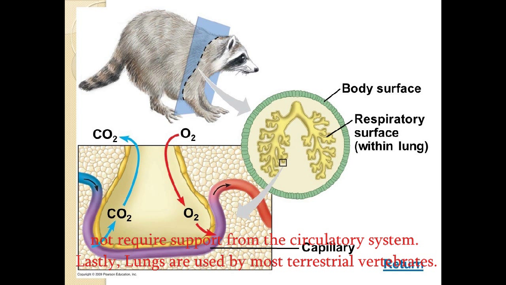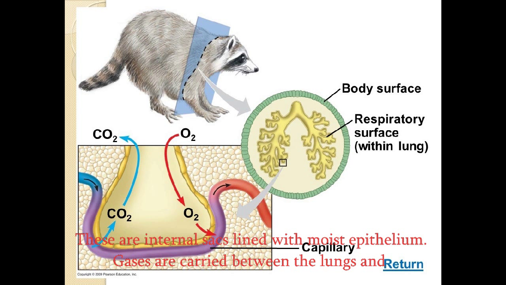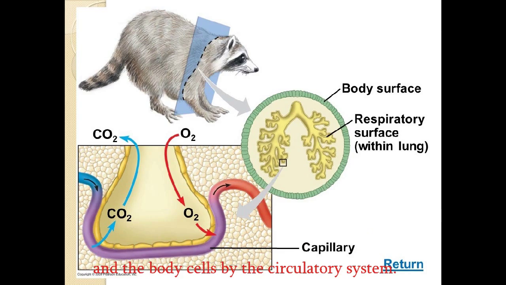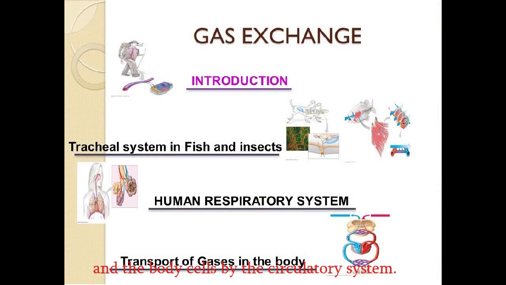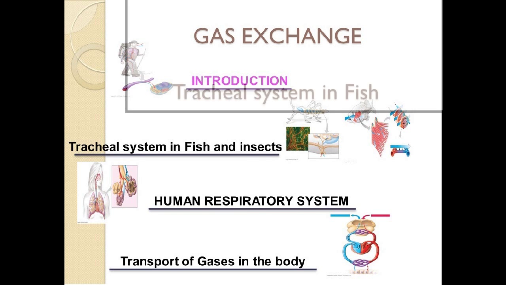Lastly, lungs are used by most terrestrial vertebrates. These are internal sacs lined with moist epithelium. Gases are carried between the lungs and the body cells by the circulatory system. We have just finished the introduction to gas exchange. Let us now move on to the tracheal system in fish and insects.